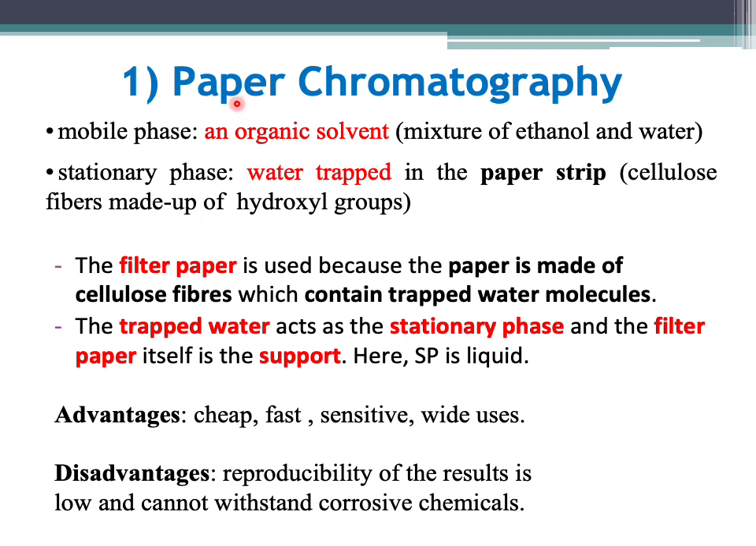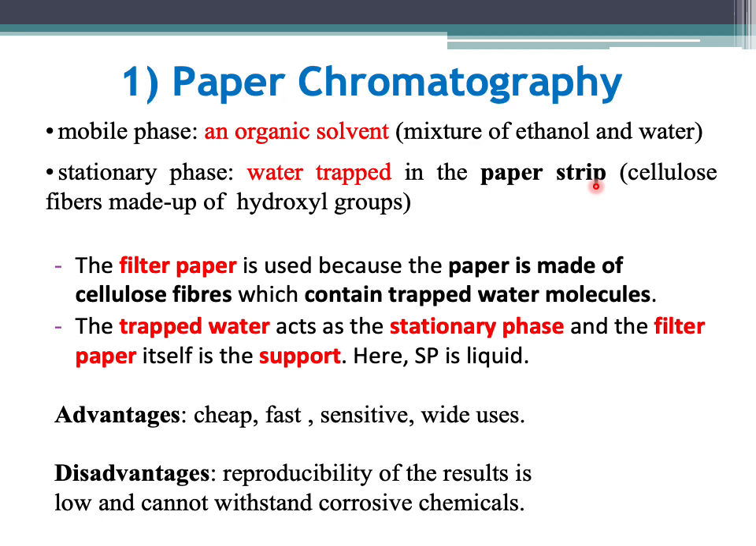The first one is paper chromatography. For paper chromatography, the mobile phase is an organic solvent, a mixture of ethanol and water. The stationary phase is water trapped in the paper strip.